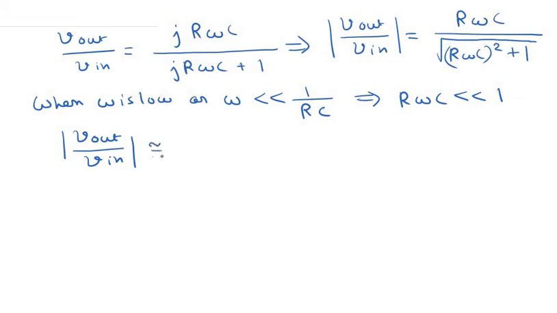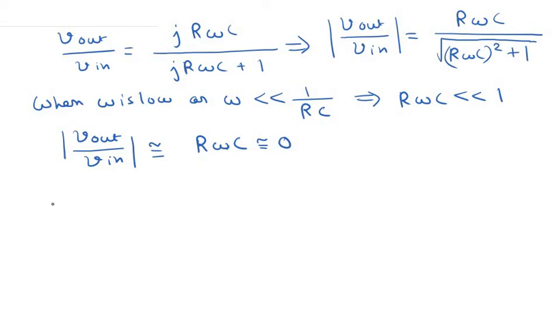So the magnitude of V out by V in is approximately equal to R omega C, and we were already working with the condition where R omega C is much less than 1. So this is approximately equal to 0. So when the frequency omega is low, then the output is approximately 0. The magnitude of voltage drop across the output is approximately 0.